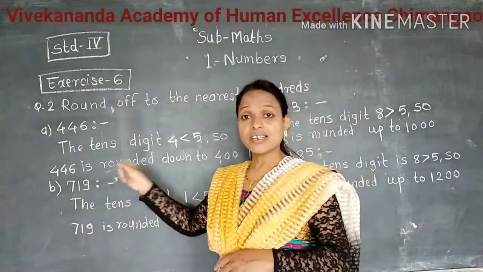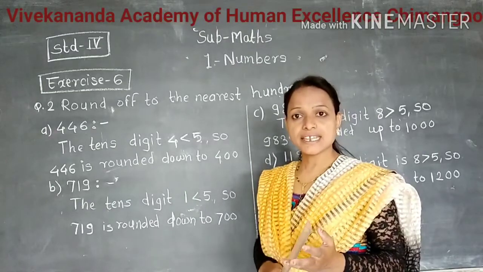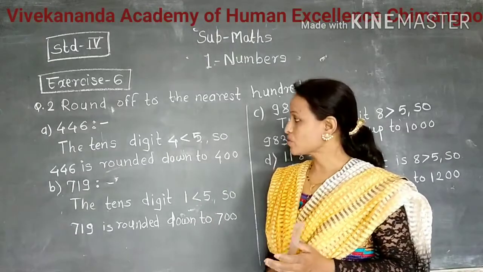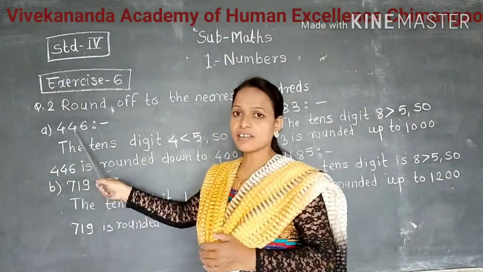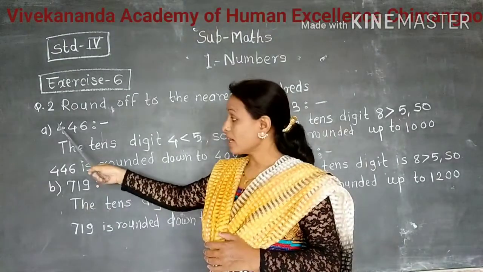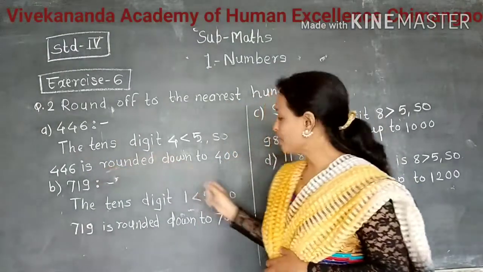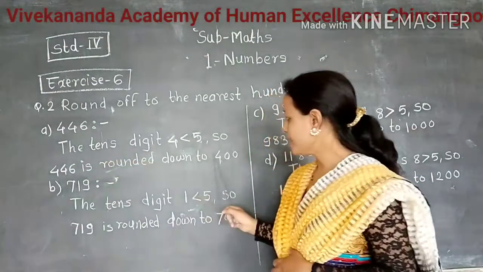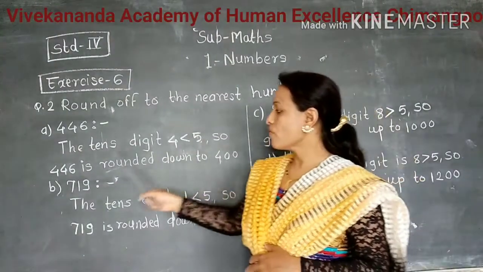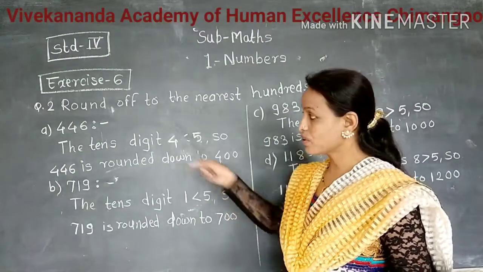So if the tens digit is less than 5, then replace the one's digit and tens digit by 0 and the remaining keep the same. So here the tens digit is less than 5. So replace the one's digit and tens digit by 0 and the remaining keeps the same. So here 6 is replaced by 0, 4 is replaced by 0 and 4 remains the same. So what is our answer? The tens digit 4 is less than 5. So 446 is rounded down to 400 because it is less than 5.